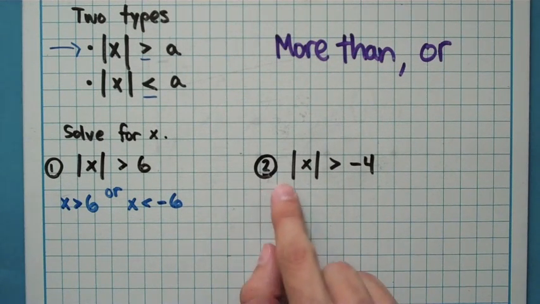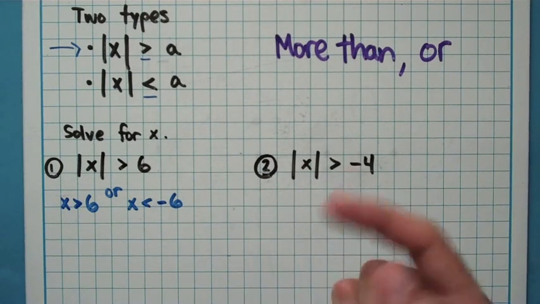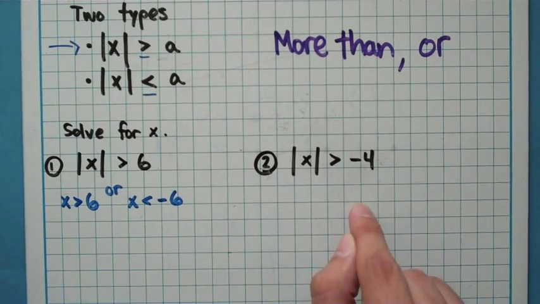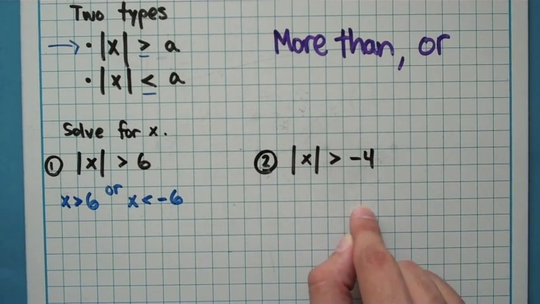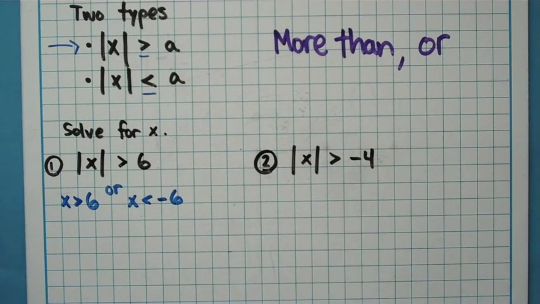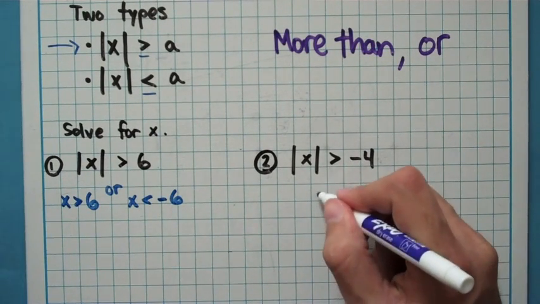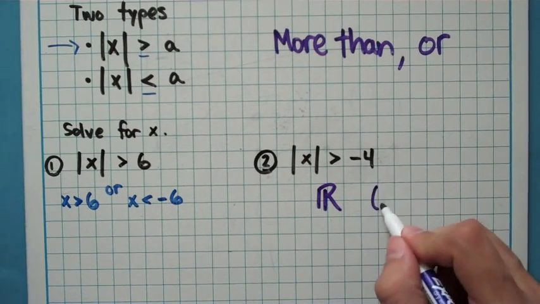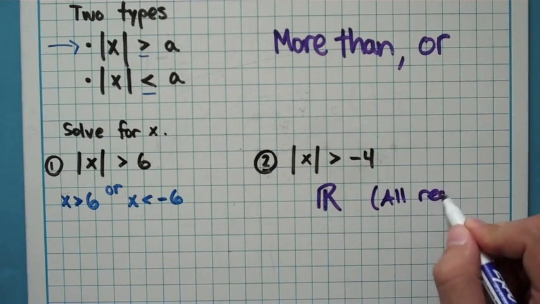So I can plug whatever I want in here. Any number ever, a real number ever made. And when you take the absolute value, it will always be bigger than a negative. It's going to be a positive answer. So the answer to this problem is actually all real numbers that we talked about earlier. So there's the symbol, or you could actually write out in words, all real numbers.